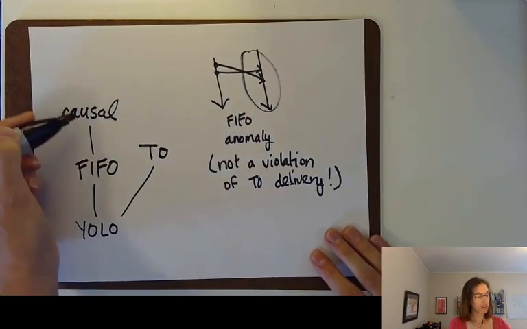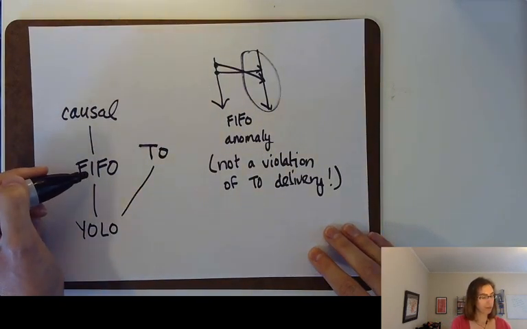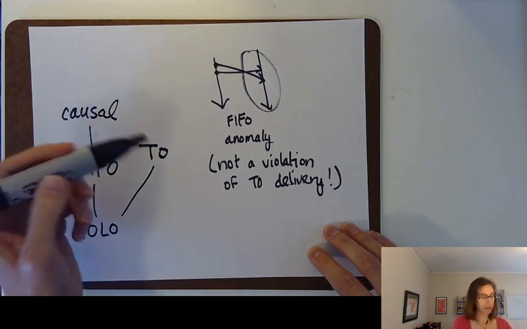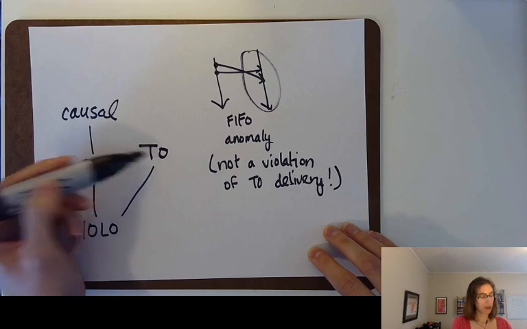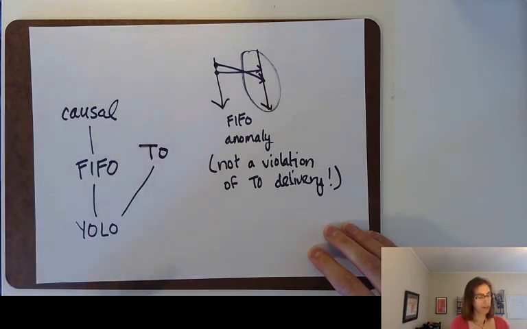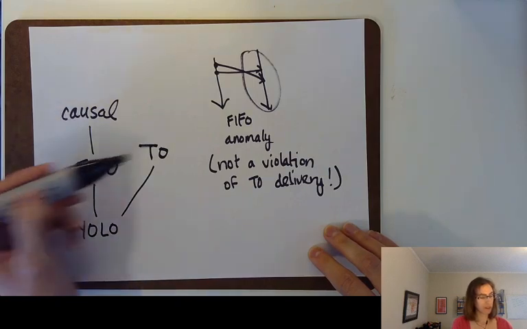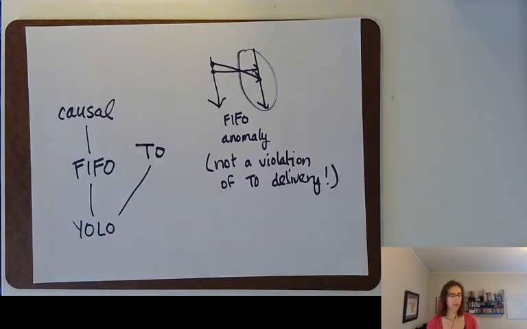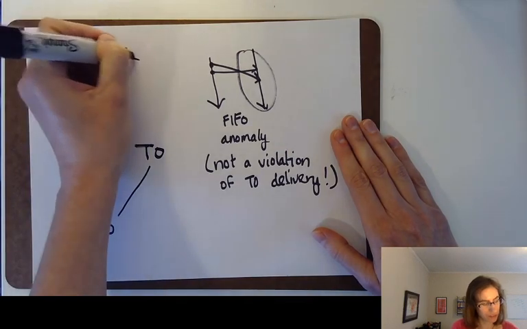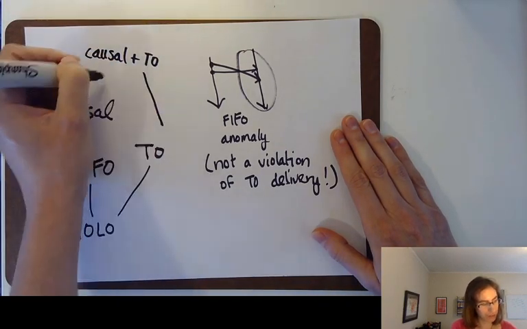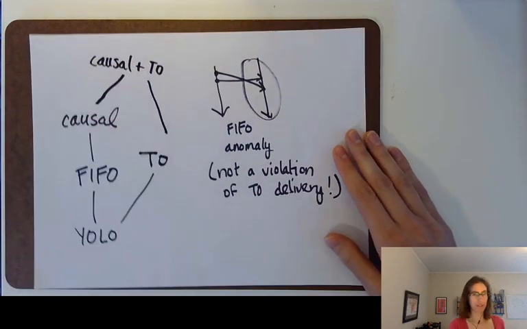So guaranteeing causal delivery will give you the FIFO delivery guarantee for free. But guaranteeing totally ordered delivery doesn't give you either of these things. And likewise, neither of these things guarantee totally ordered delivery for you. If you wanted to have both causal delivery and totally ordered delivery, you would have to define some other special delivery guarantee, which would then be at the top of this hierarchy.